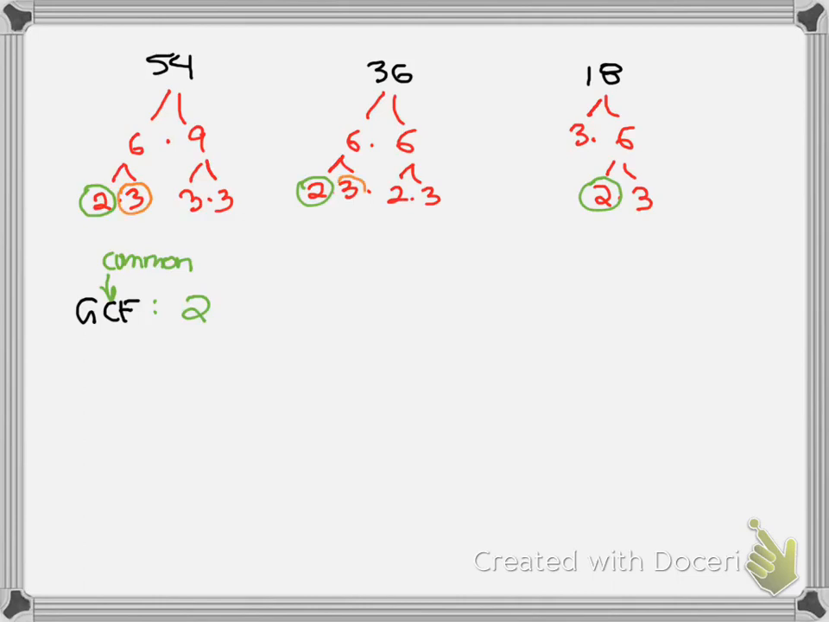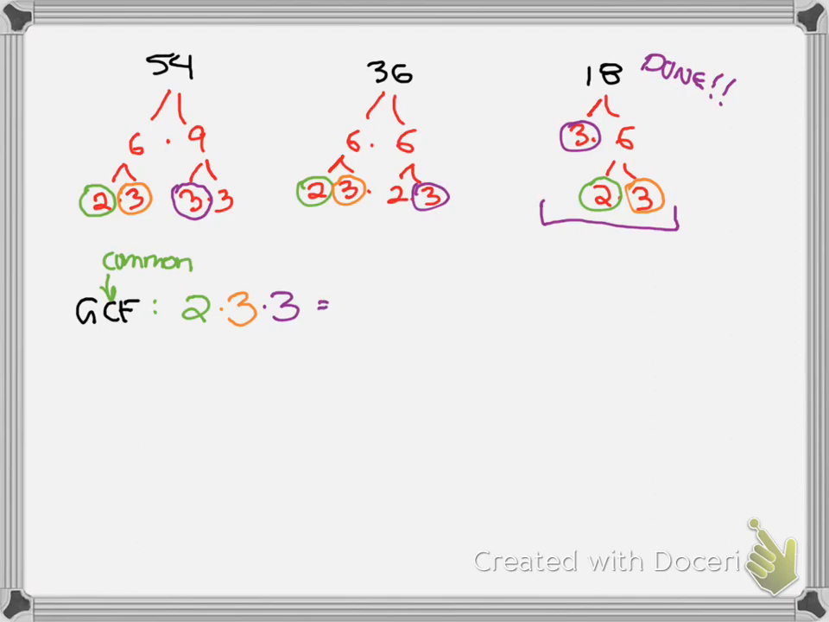Then I see a 3 here, a 3 here, and a 3 here. They all share that 3. They have a 3 in common, so that's going to be built into my greatest common factor. Let's keep going. I have another 3, another 3, and another 3. So that's going to be part of my greatest common factor. At this point, you will notice that I have exhausted all of the prime numbers over here. 18 is done. There are no more factors.